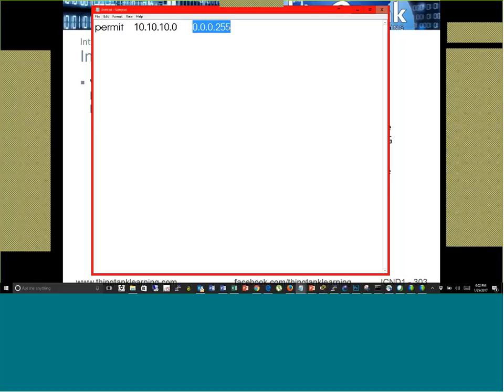What did we say about zeros? That means I care. What did we say about ones? I don't care. So what is going to be permitted by this rule? Any IP that starts with 10.10.10. Because the first 3 octets in the address are an exact match. The last octet, I don't care. You see what I'm saying? You guys agree with that? Okay, we need to make sure everybody agrees because, trust me, it gets more complicated from this point forward. Everybody agree with that?